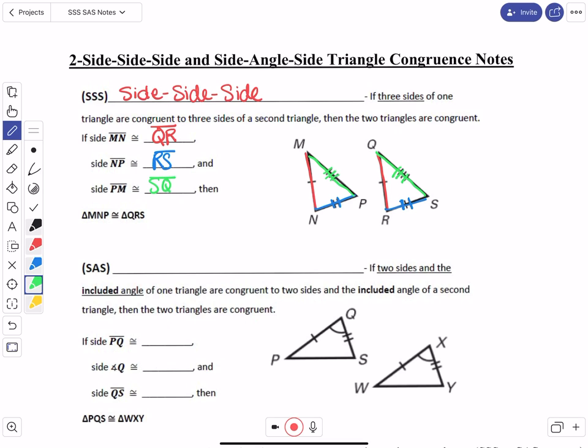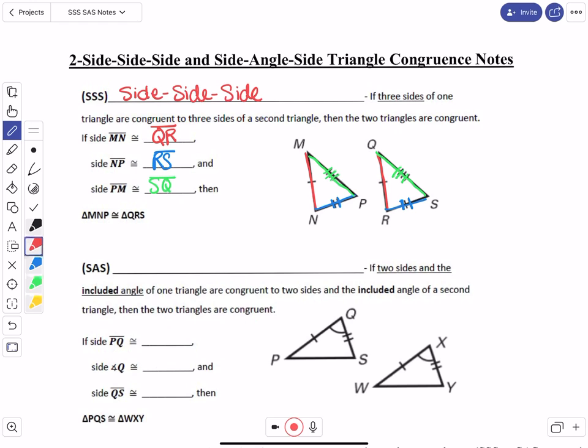And so notice there's a different number of marks through each one. Like MN had 1 mark through it, and QR had 1 mark, and NP and RS each had 2 marks through it, and PM and SQ each had 3 marks to it. Then we can prove that triangle MNP is congruent to triangle QRS. So that's side, side, side. And like I said, this is one of the easiest ones to prove. It's the most obvious.